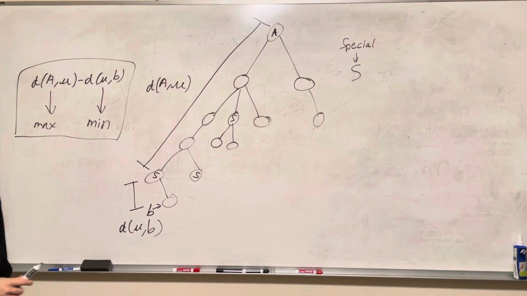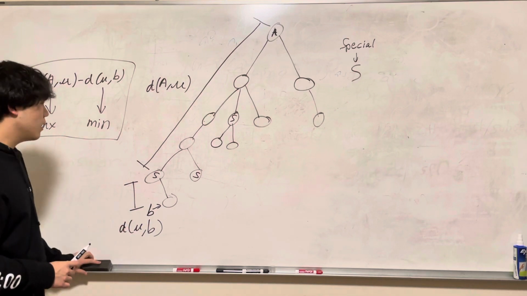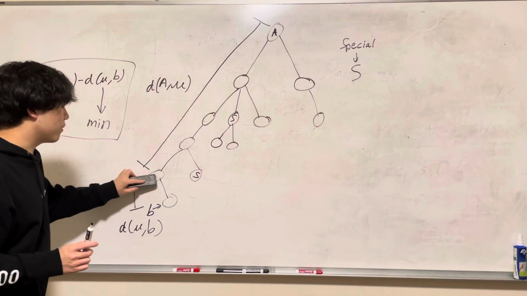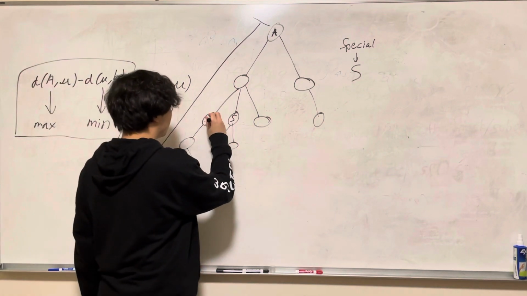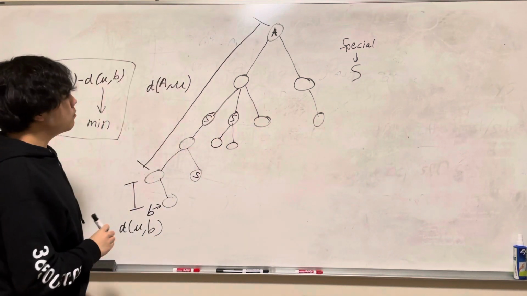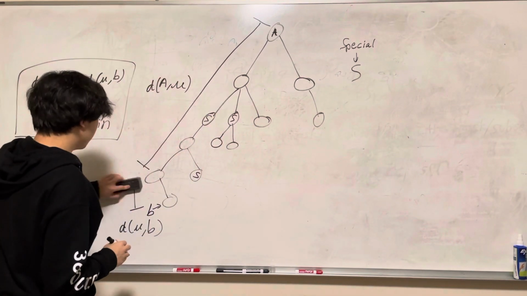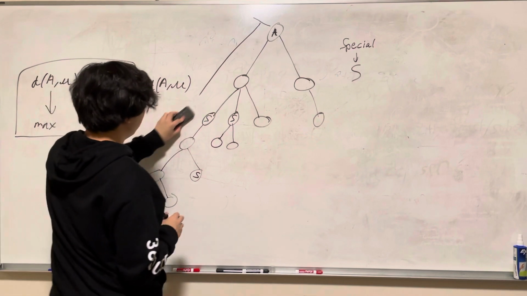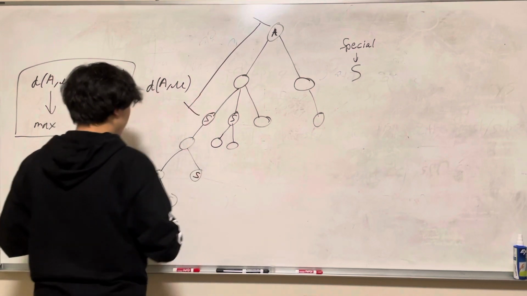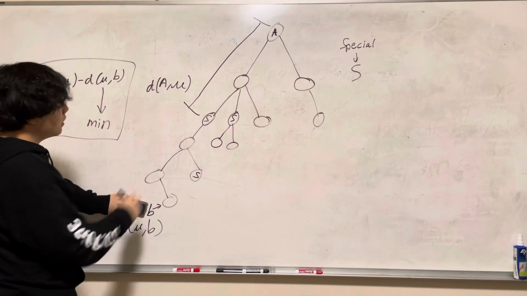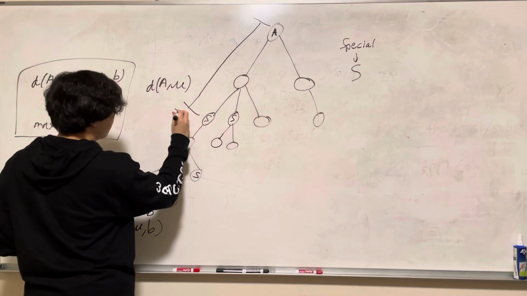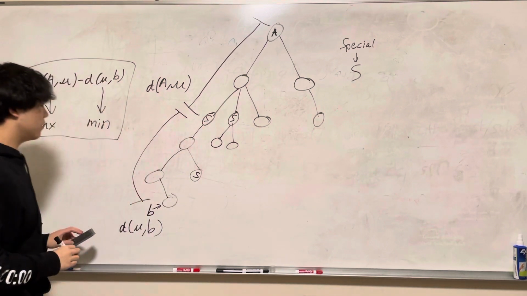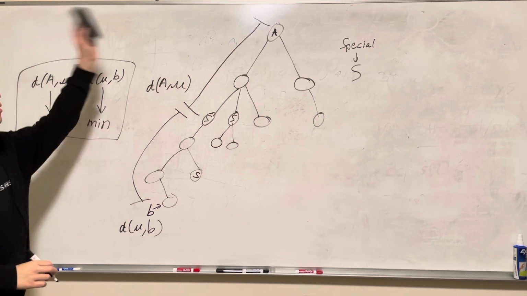Because keep in mind, let's assume that there isn't a special node over here. Rather, there's a special node over here. This means that the distance from A to U would look something like this, and then the distance from here to B would look something like this, right? This is distance U to B, this is A to U.